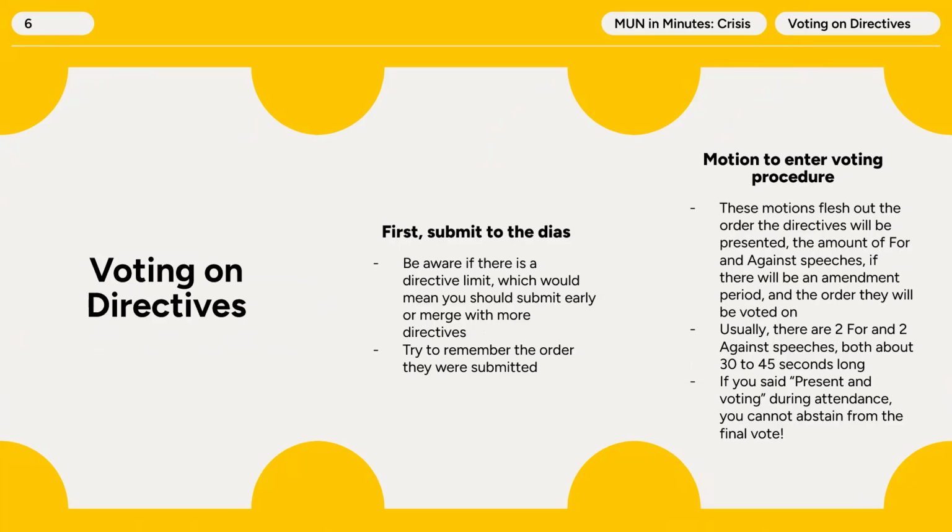Once they are all submitted, there will be motions to present the directives. Each motion to present also comes with for and against speeches for each paper. These motions will vary in the order in which the papers are presented, how many for and against speeches there are, and how long the speeches will be. Usually, there will be 2 for and 2 against speeches, about 30 or 45 seconds long.